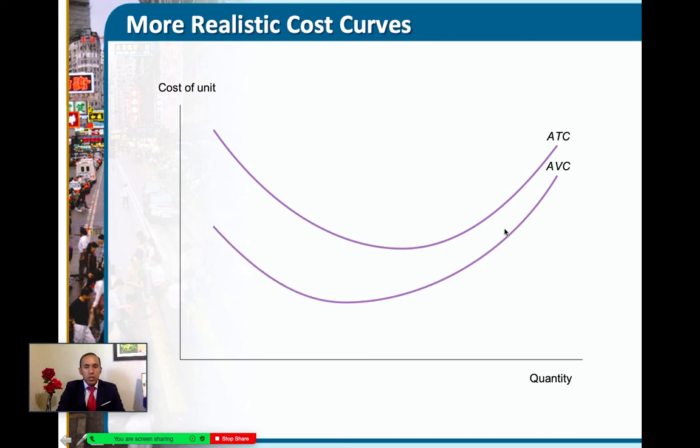And notice how the average variable cost follows the average total cost very closely. They are two curves that are following each other very closely. The average total cost is always above, the average variable cost is below, and it follows the ATC curve closely. Average total cost, average variable cost curve.